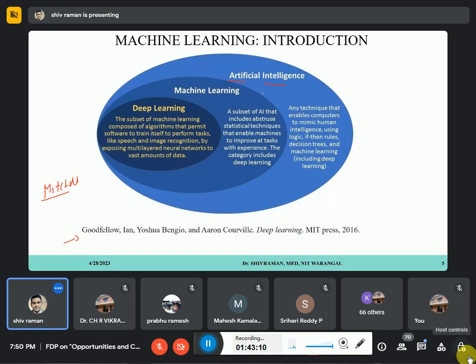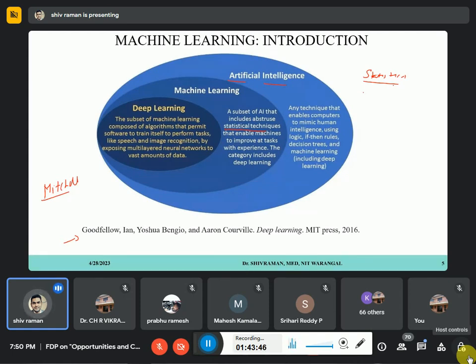Machine learning is a subset of AI which utilizes statistical techniques. So if you want to incorporate machine learning in your research work or in your academics, you have to go through the basic concepts of statistics. Then only I suggest you jump to machine learning. Basically, it utilizes statistical techniques which enable the machine to improve performance towards any task. Then comes deep learning.